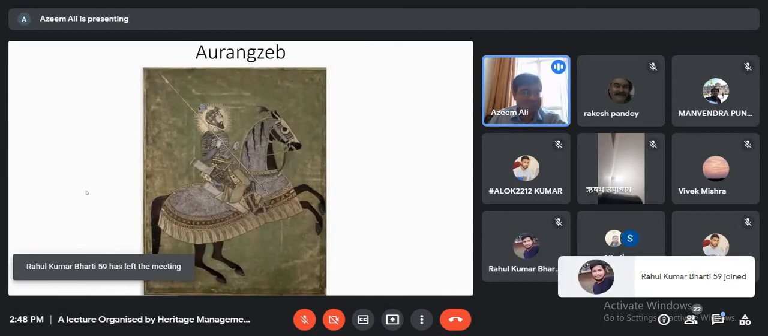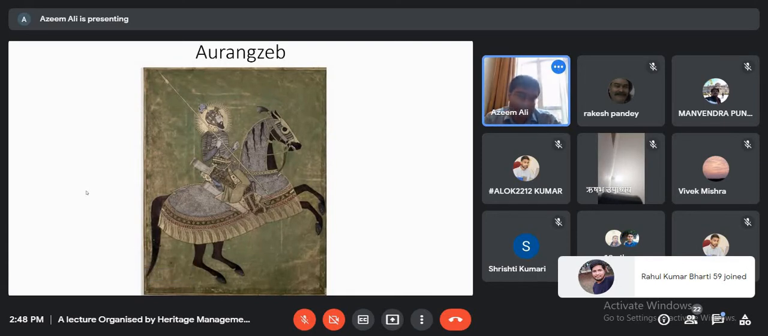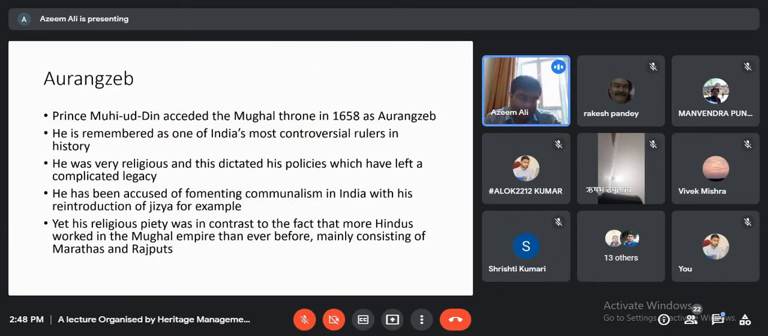And now I'm going to look at Aurangzeb, the most controversial of the Mughal emperors. So Prince Muhyiddin, which was his former title, seated the Mughal throne in 1658 as Aurangzeb, also as Alamgir I. He is remembered as one of India's most controversial rulers in history. He was very religious, and this dictated his policies, which have left a very heavily disputed legacy. He's been accused of fomenting communalism in India, with his reintroduction of the jizya tax on non-Muslims, famously. Yet his religious piety was in contrast to the fact that more Hindus worked in the Mughal Empire than ever before, and a lot of these came from the Marathas and Rajputs.